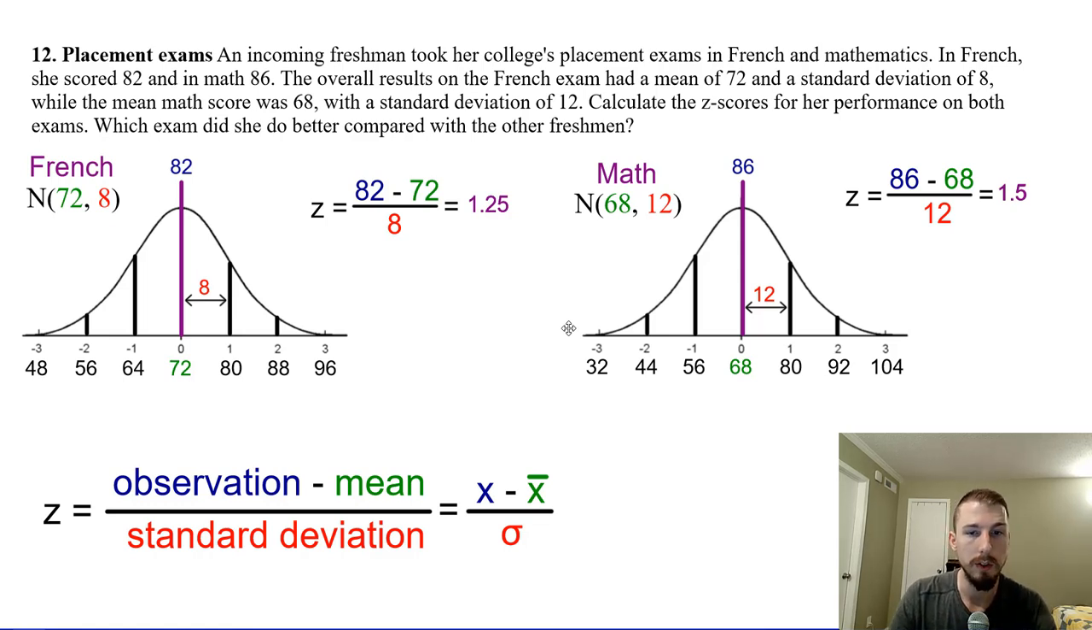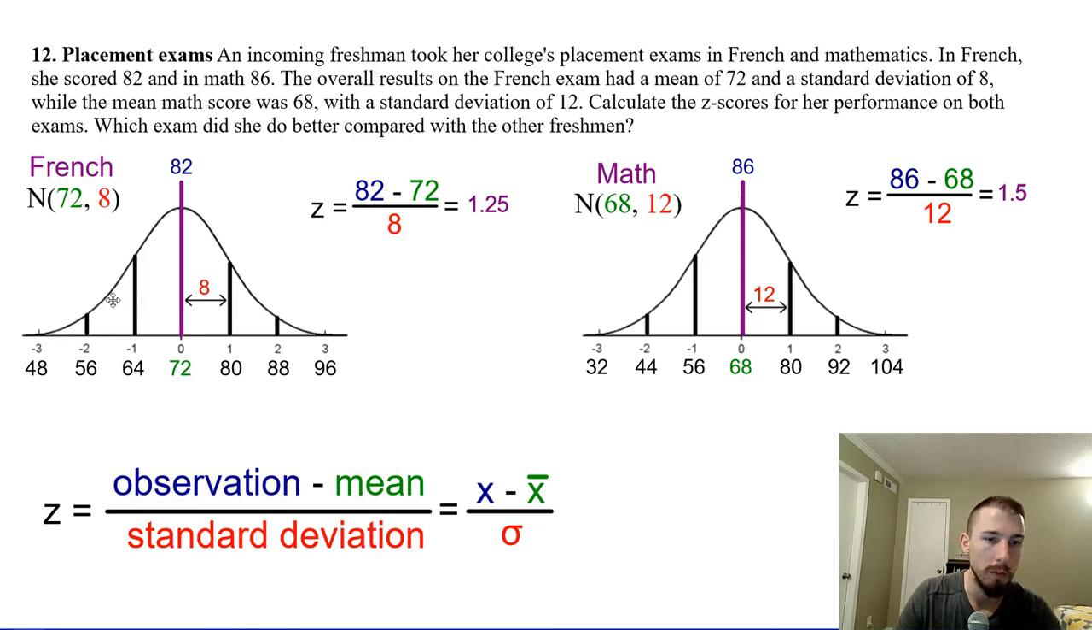An incoming freshman took her college placement exams in French and math. In French, she scored an 82, and math an 86. The overall results of the French exam had a mean of 72 with standard deviation of 8. So I am using a normal model for that, centered at 72 with a standard deviation of 8. So 72 plus 8, that's the width to the inflection point, is 80, then 88, 96, right? Then subtract 8, subtract 8, subtract 8, okay?